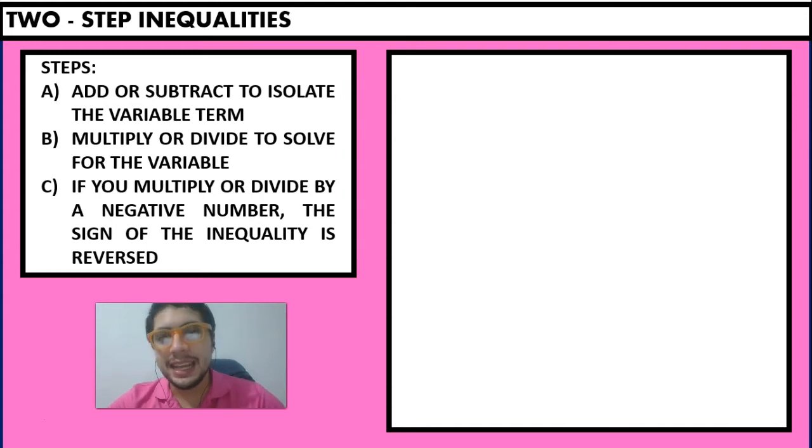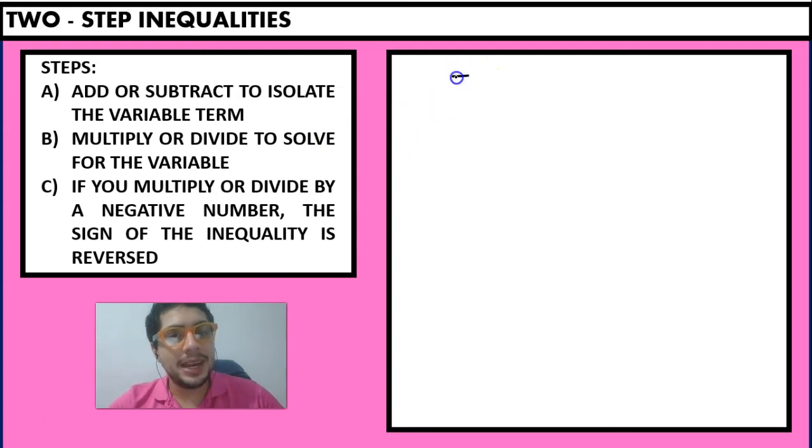Whatever is adding to your variable, you're going to move it to the other side by subtracting and vice versa. Also, whenever something is multiplying your variable, you're going to move it to the other side dividing. If you have something dividing your variable, you're going to move it to the other side multiplying, right? The only thing that you have to remember with inequalities, different to equations, is actually that if you multiply or divide by a negative number, the sign of the inequality is going to be reversed, right?